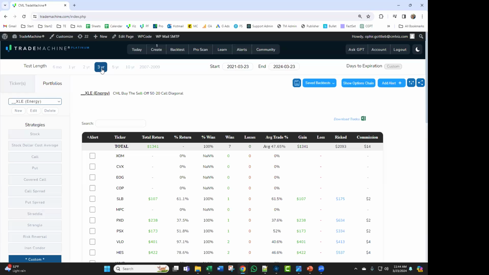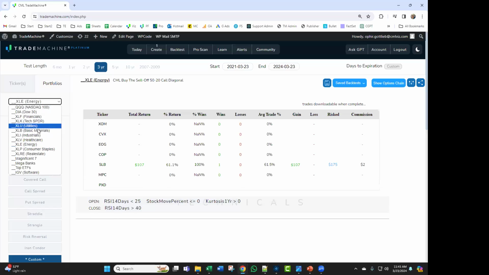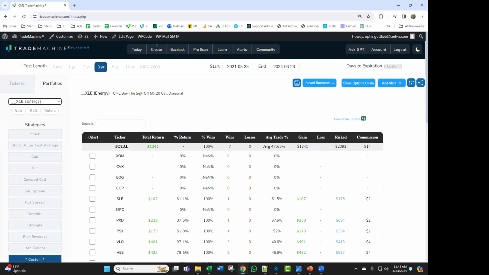Huh. I think there was a bug there. These results are fine, but there's more trades than this. So I'm going to do 3 years again, as painful as it might be. I'm actually going to select the energy portfolio again, as painful as that might be. Super weird. Okay.